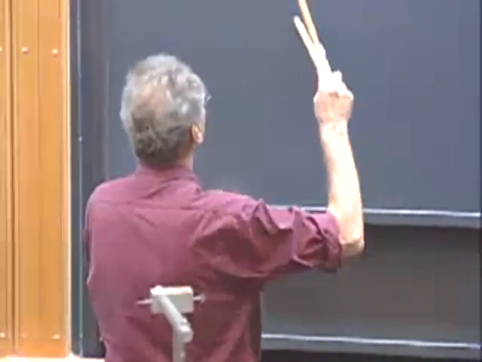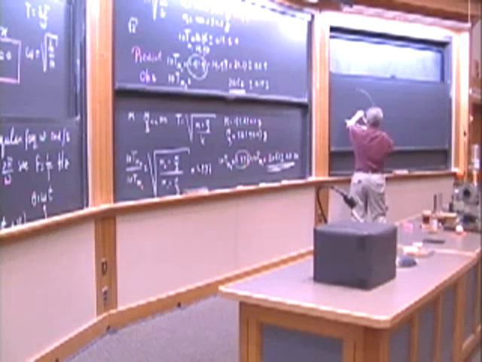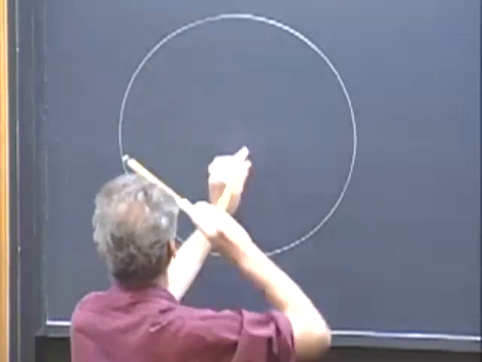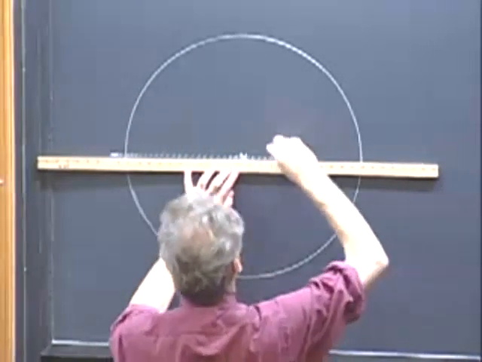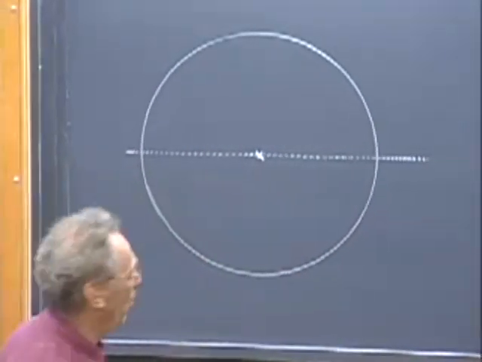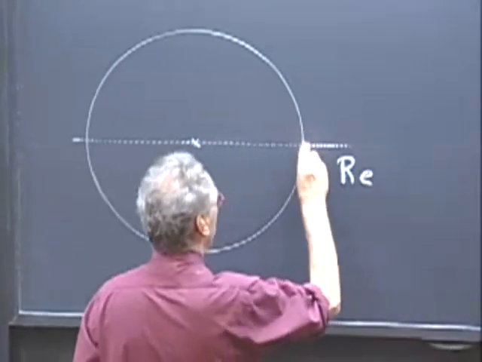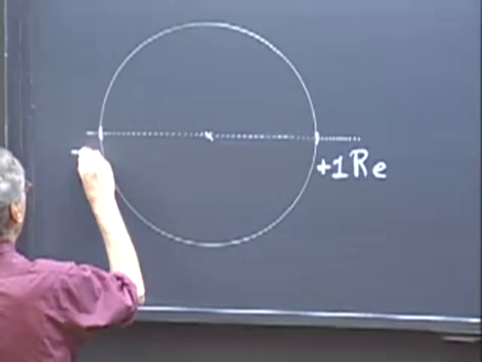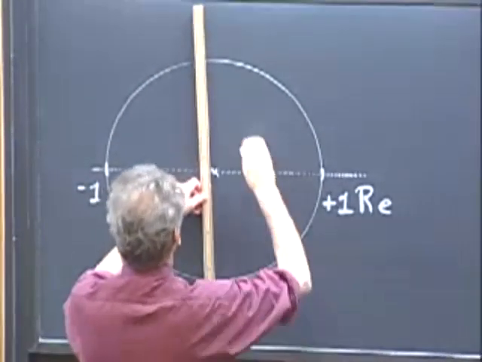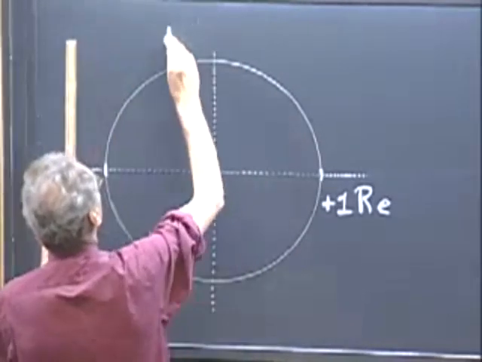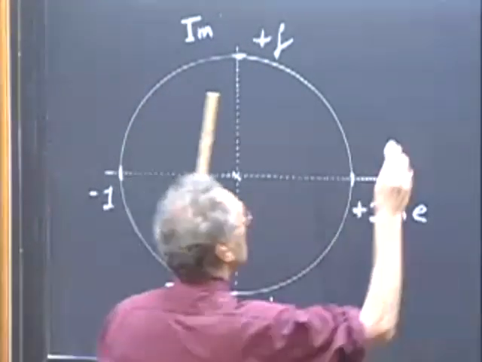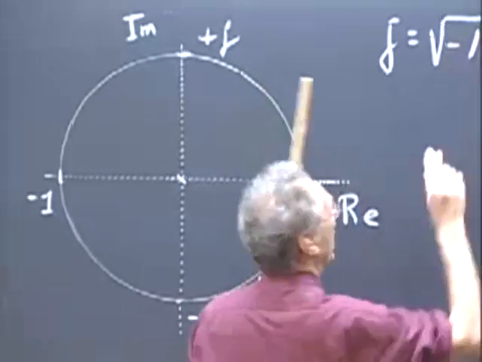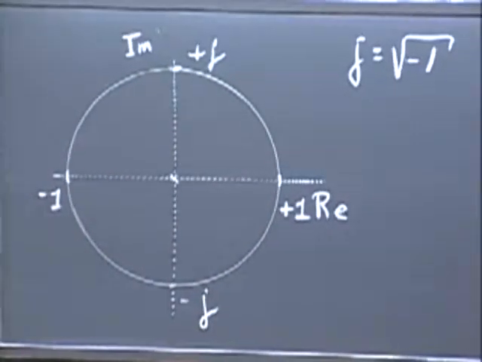I start with a circle. And this is the complex plane. The blackboard is a complex plane. That's quite a promotion for the blackboard. And here, I call this axis the real axis. So all the real numbers are on this axis. And let this be plus 1, let this be minus 1, and I call this axis the imaginary axis. So this one is plus j, and this one is minus j, and j is the square root of minus 1. We don't call it i in general, because i stands for current, so we pick j.